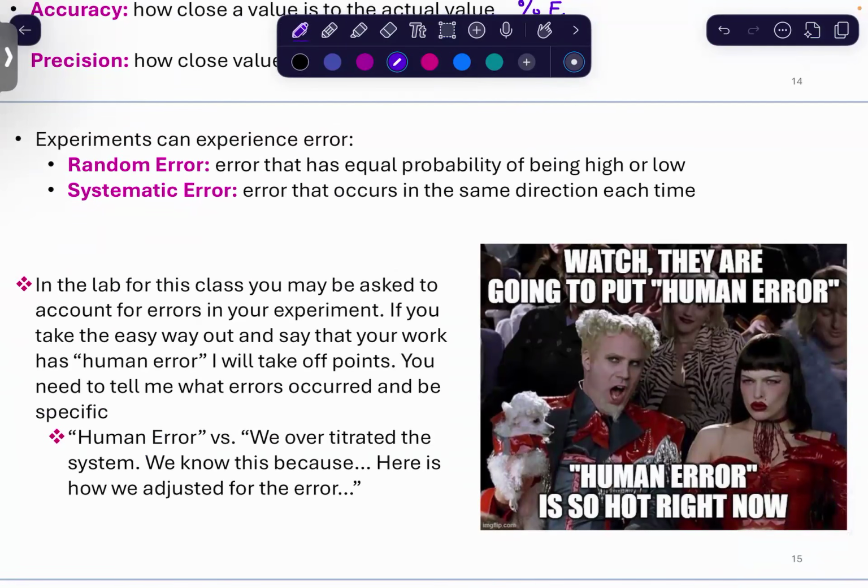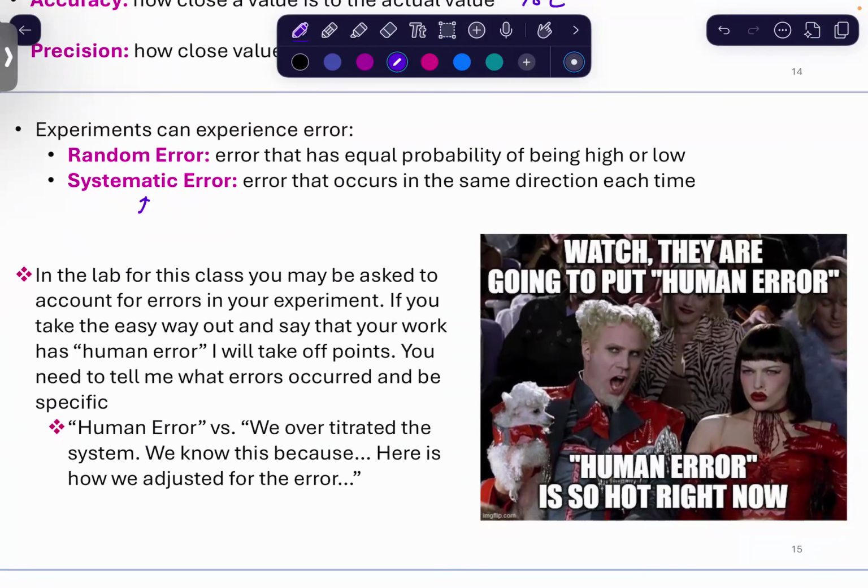Types of error. Experiments can experience random error. So first off, these pink color coded words are vocabulary words. This is the kind of stuff you would see on a quiz. So your random error, basically your values are, probability wise, they could be too high, they could be too low. Systematic error is something that's wrong in your measurement or with your device or somewhere in your experiment, which means that your errors are always going to occur in the same direction. So like let's say all of your measurements were too high. That's something wrong in your system.